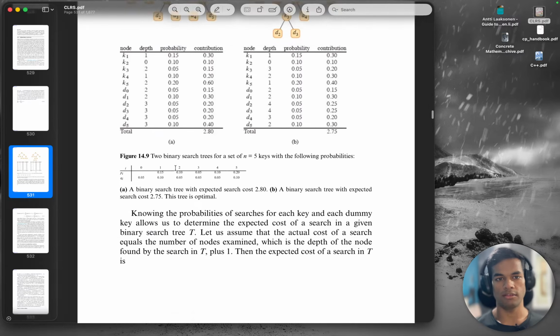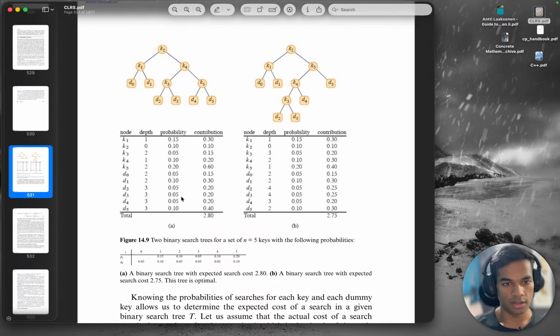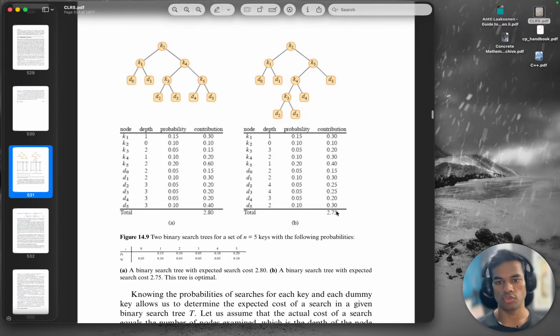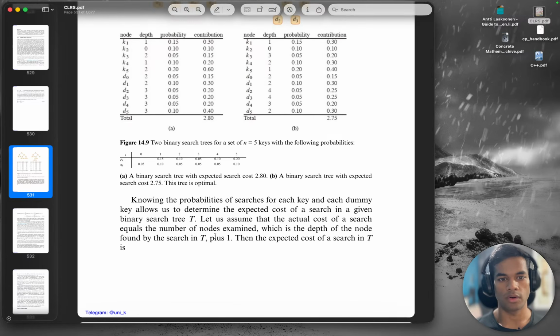Knowing the probabilities, these are the probabilities for dummy keys. And why do we have two search trees here? Two binary search trees for a set of n equals 5 keys with the following probabilities. These are the probabilities, and these are the equivalent trees that we can build. The depths are different in both the trees, and the probability is the same, of course. But how do you define a contribution?